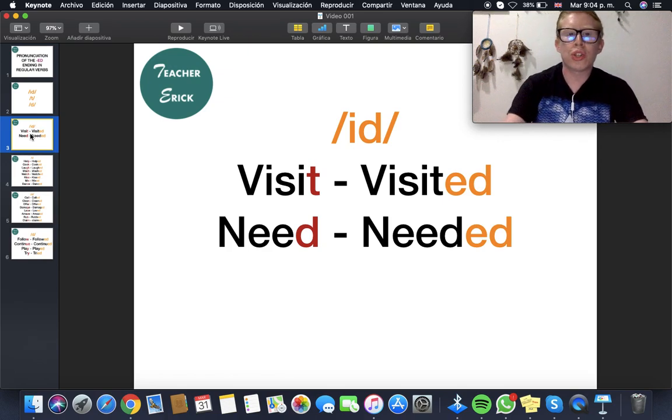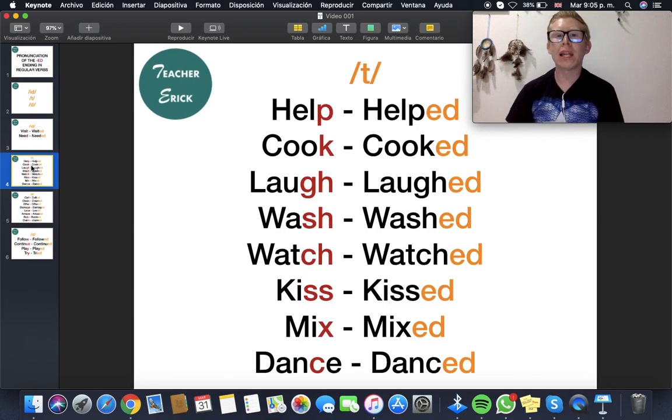The first pronunciation, id, is going to be used when we have verbs that end in t or d. For example, we have visit, need. In the past, we pronounce them visited, needed. So every time that we have verbs that end in t or d, we pronounce the ed like id. Okay, let's move on to the second pronunciation.